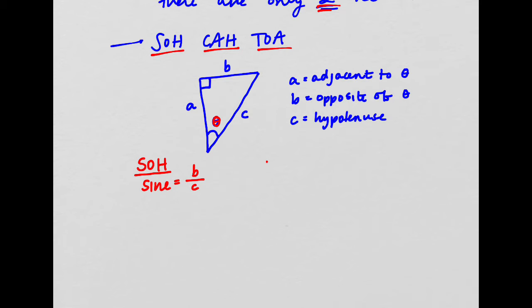If I wanted to use cosine, which is the CAH, you're going to do cosine equals the adjacent, which in this case adjacent to theta is A, over hypotenuse, which is C. Or if I wanted to do tangent, I'm going to use TOA, which is T for tangent, equals the opposite, so B is opposite, over the adjacent, which is A. So if I do any of these three, I can find the angle, what theta is. I can solve for theta.